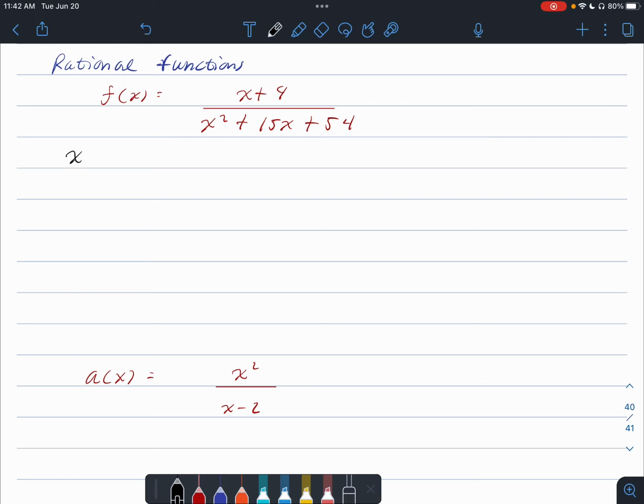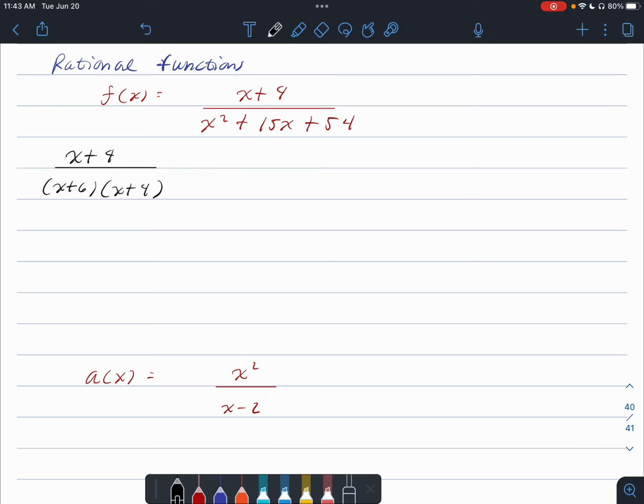So we have x plus 9 over something. And for that something, we need to find two numbers that multiply together to give us 54 and add together to give us 15. And I'm thinking 6 and 9. So we'll do x plus 6 times x plus 9. We get that because 6 plus 9 is 15, and 6 times 9 is 54.